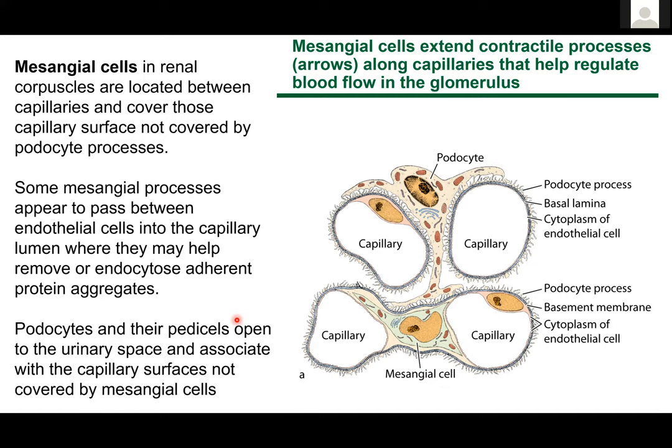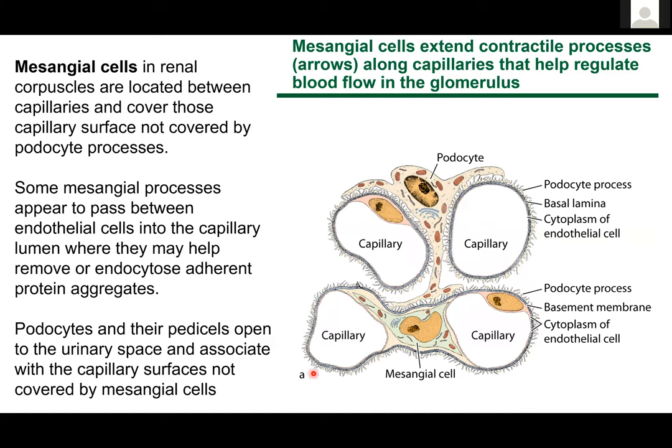Alrighty. So let's look at this word before we break down what this does. Mes means middle or between, and angial means blood vessels. So this word is new for most of you, but it has a meaning. So mesangial means between blood vessels, specifically between the afferent and efferent arterioles and between the capillaries and the glomerulus.